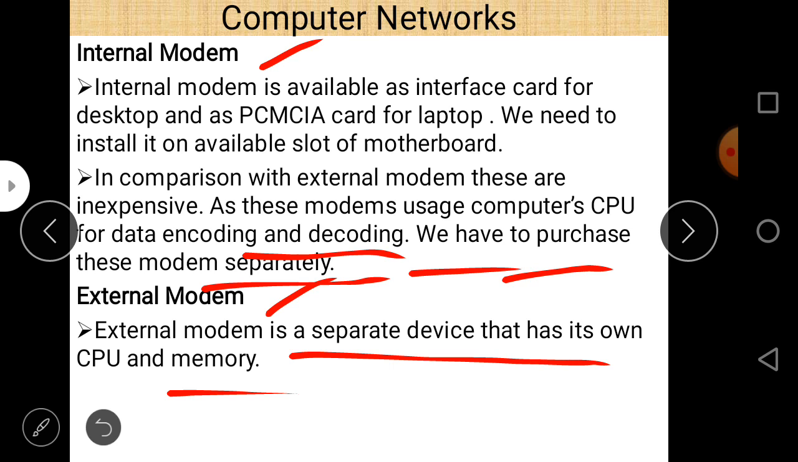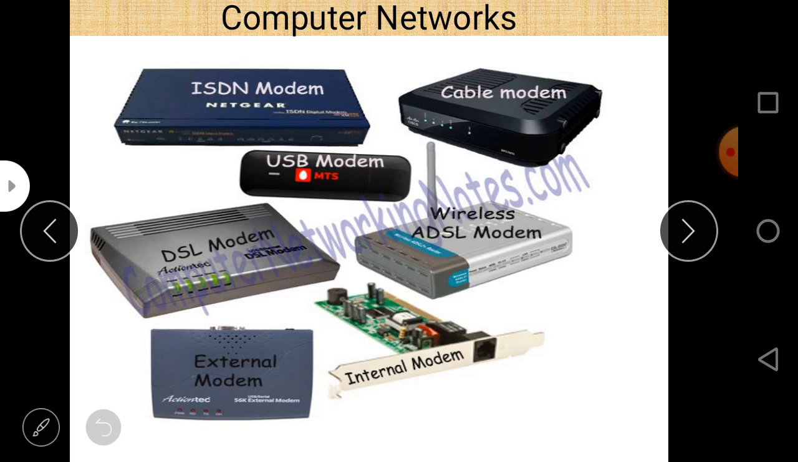External modem is basically a separate device that has its own CPU and memory, and internal modem is available as an interface card and is an essential part of our computer system, an essential part of our laptop in the form of PCMCIA. As the name suggests, internal means a part of the laptop, while external you have to purchase separately, and it has its own CPU and memory also. So these are the different types of modems.